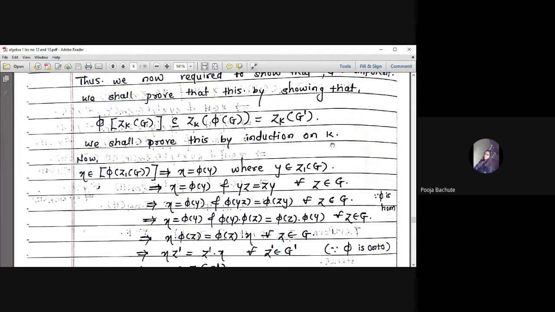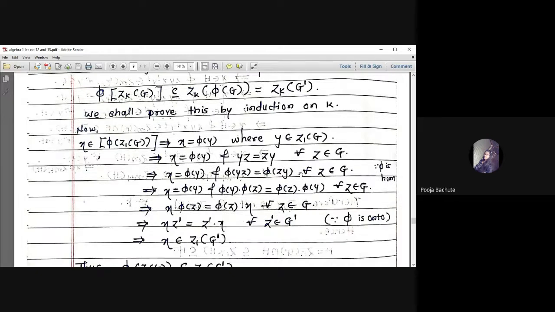Okay, take K is equal to 1. So what we get? If X belongs to phi of Z1 of G, Z1 of G is nothing but first center, first center of group G, taking the phi image of that group. Okay, which implies that X is equal to phi of Y, where Y belongs to Z1 of G.